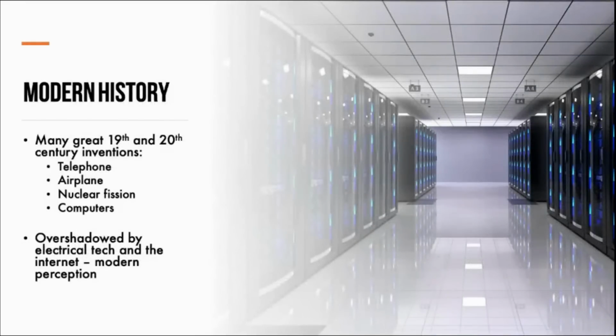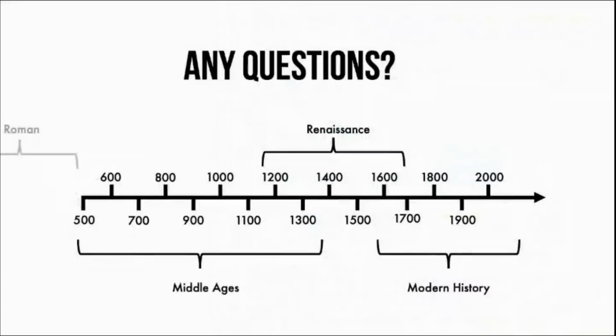So finally, we've reached the modern history part. There were so many inventions of the 19th and 20th century, including the telephone, airplane, nuclear fission, and computers. Absolutely massive. But they are quite overshadowed by the use of the word technology. You think of modern history and you think of modern technology, you unfortunately don't think of these things. You think straight to the internet, computers, all of the electrical technology that we're used to today. So yeah, that is all I have on the advancements since the Middle Ages.